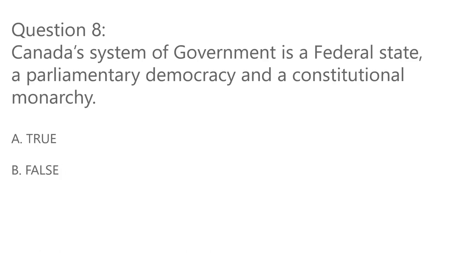Question 8. Canada's system of government is a federal state, a parliamentary democracy, and a constitutional monarchy. A. True. B. False. Correct answer is A. True.